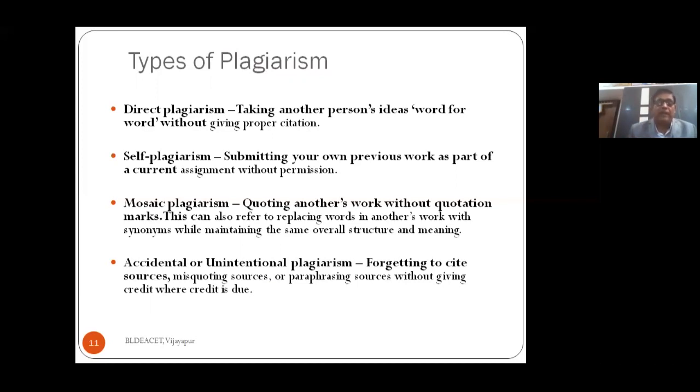Another is self plagiarism: submitting your own previous work as part of a current assignment without permission. See, usually when we do a PhD research, this is the condition or criteria: we should submit two to three papers before awarding the PhD, before submitting the research. Because you have to give your work to the public.